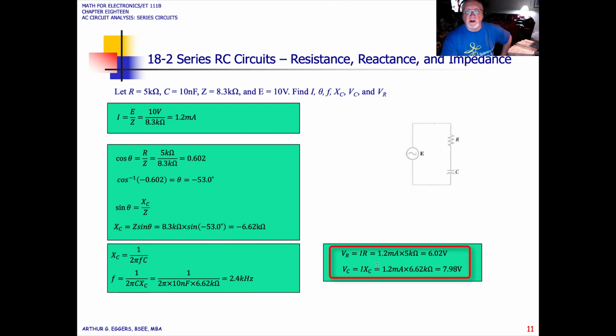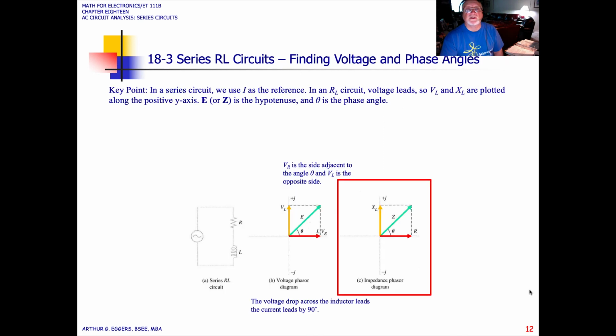Again, using Ohm's law, we can solve for the voltage drop across the resistor, the voltage drop across the capacitor. Plug in the values. We know the current, we know the resistance, we know the capacitive reactance. 6.02 volts, 7.98 volts. Okay, so that's series RC circuits, where we're able to solve for resistance and reactance. In the next video, we'll cover the inductive series circuits.